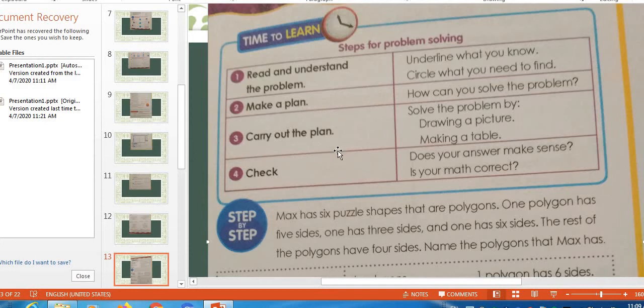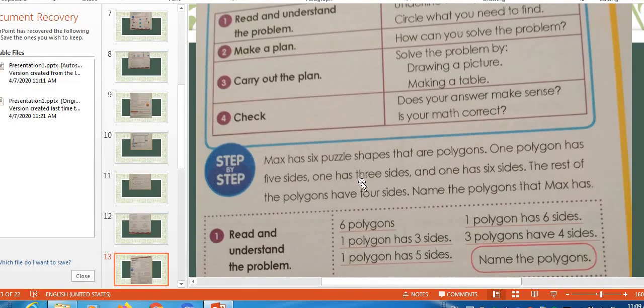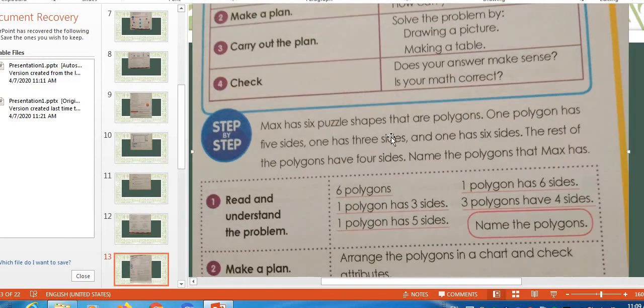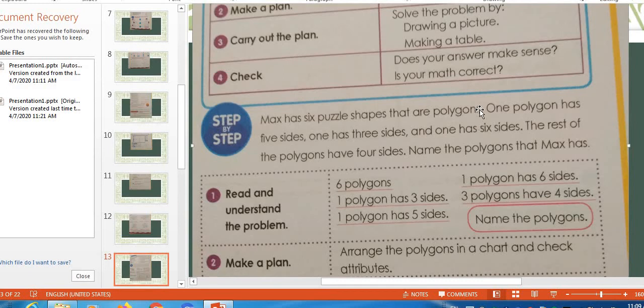Carry out the plan. Solve the problem by drawing a picture. It's very easy to do. Or making a table. Check. Does your answer make sense? Is your math correct? Max has puzzle shapes that are polygons.